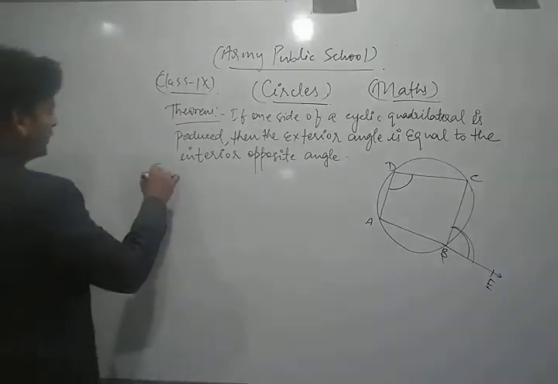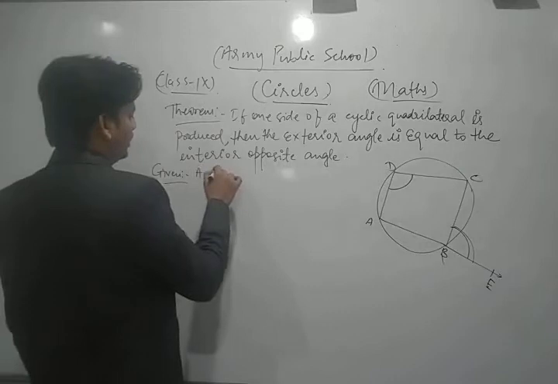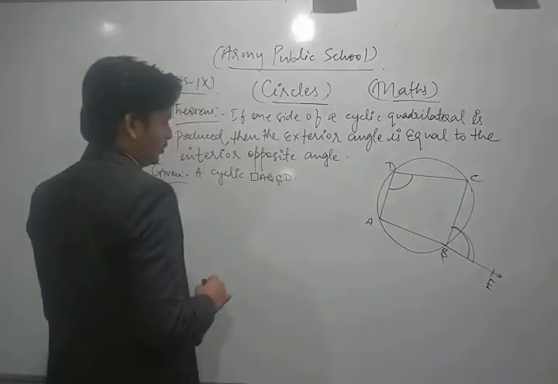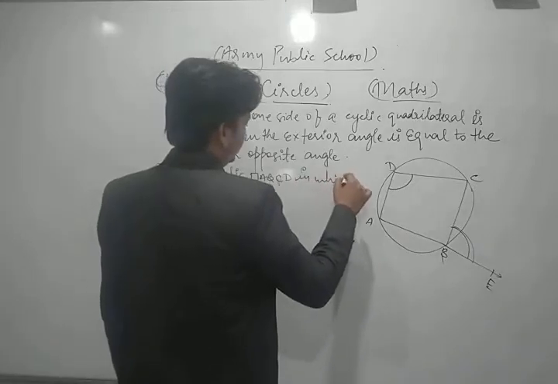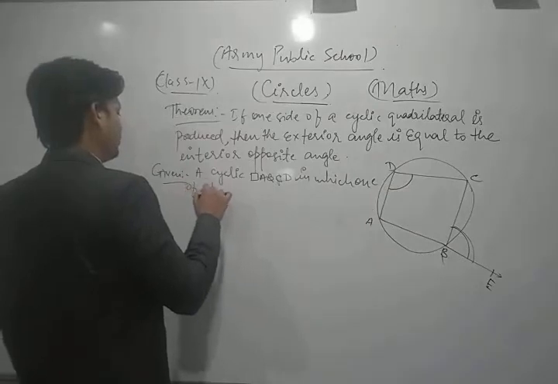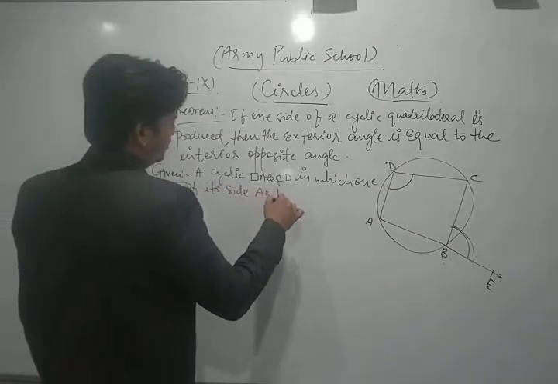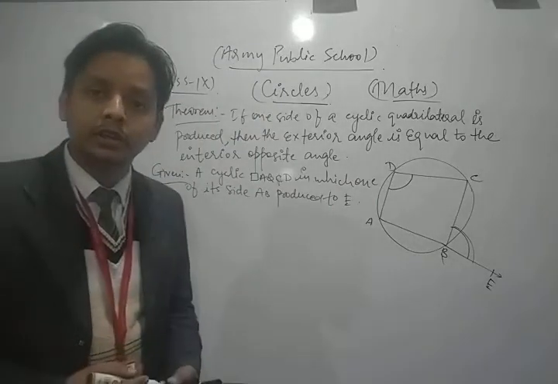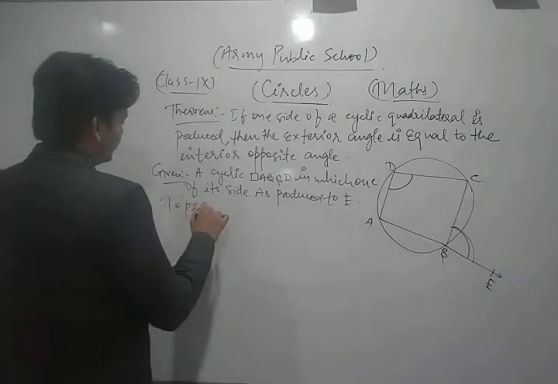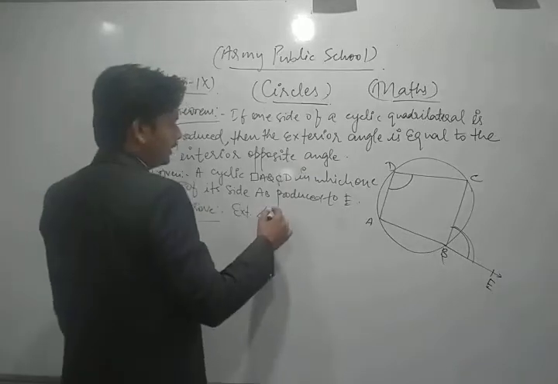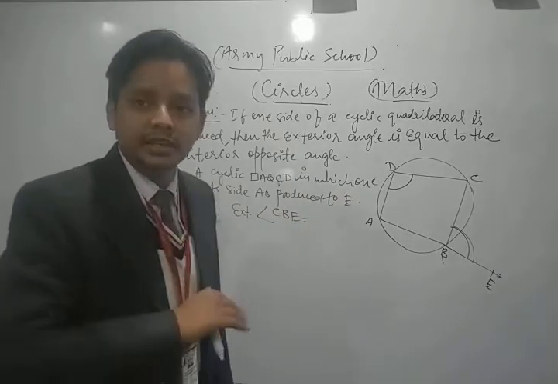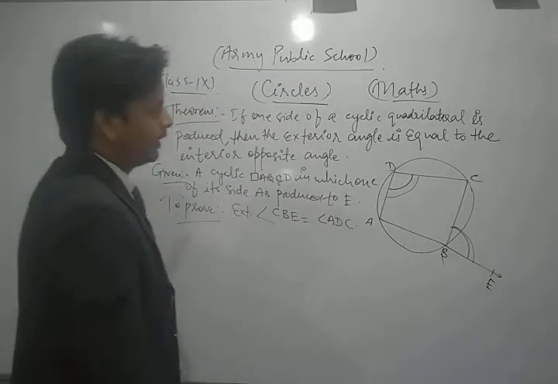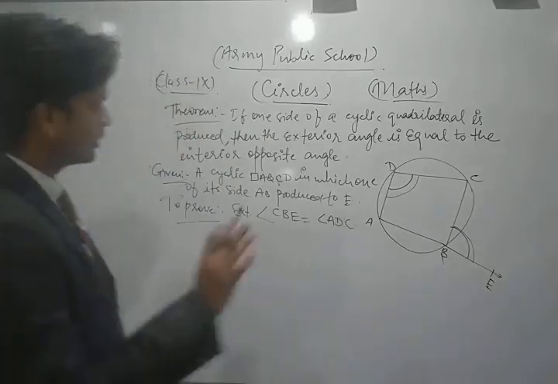Now, first of all, we write the given. Given: a cyclic quadrilateral ABCD in which one of its sides AB is produced to E. Now, to prove, we have to show that the exterior angle CBE is the same as the opposite interior angle, which means angle ADC is equal to angle ABC. No construction is required for this proof. So we just write the proof.